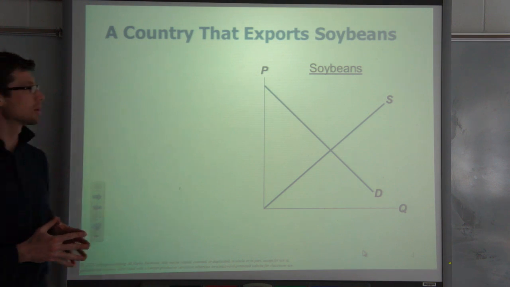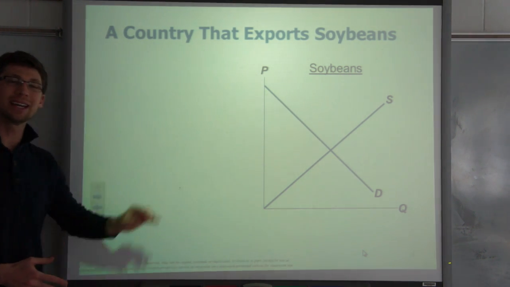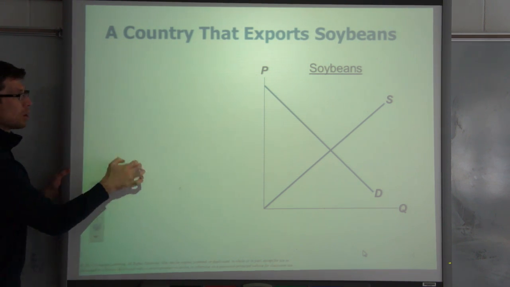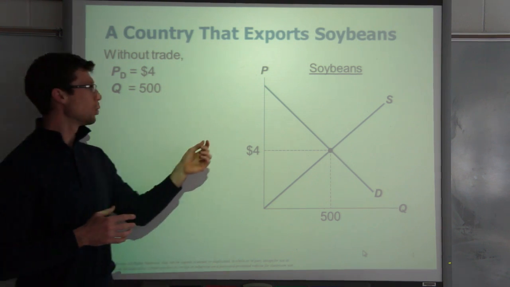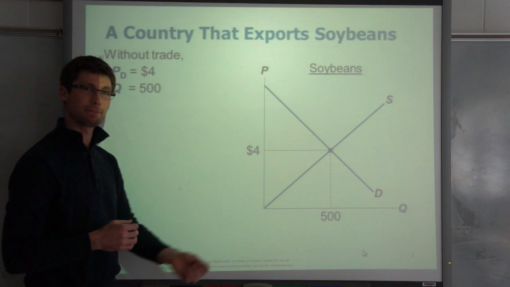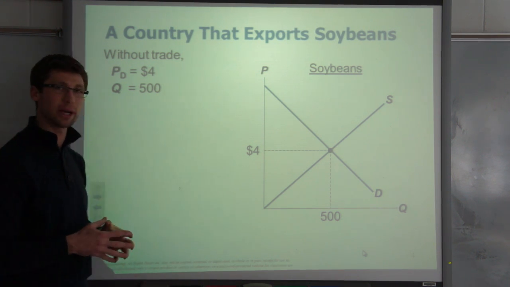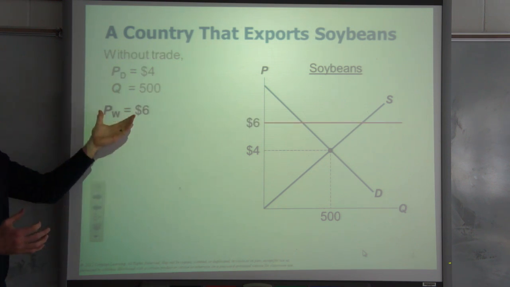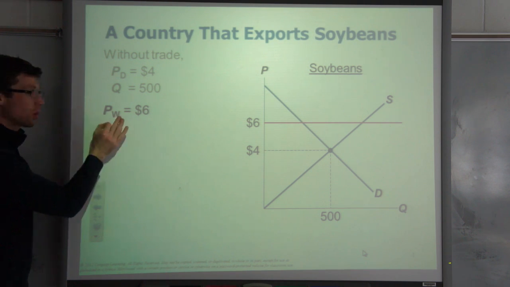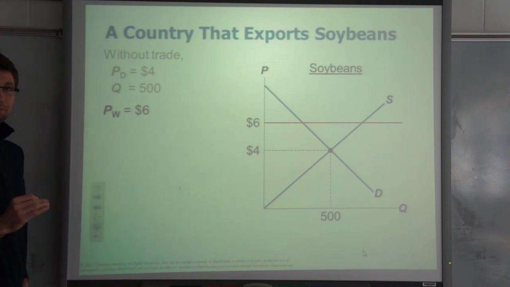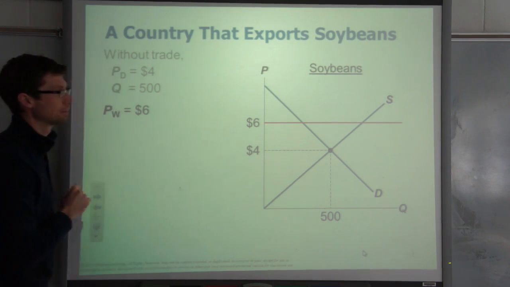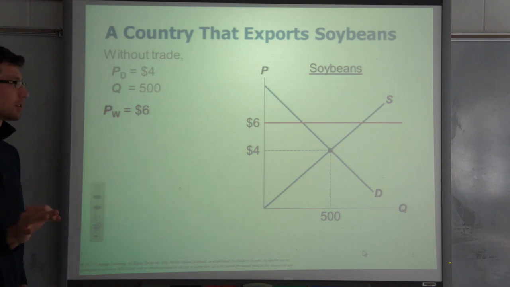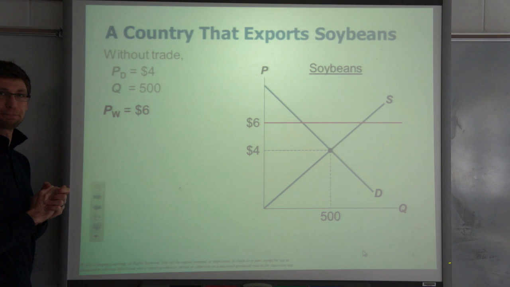Our product is soybeans. We have upward sloping supply, downward sloping demand. These represent the domestic supply and demand for soybeans. Where domestic supply meets domestic demand, we have our equilibrium price and quantity: 500 units bought and sold, each at a price of $4. PD is 4. Now, in this example, we're just giving a hypothetical that the world can do it at $6. So the world will buy an infinite quantity of soybeans at $6. That's what we're saying with PW.